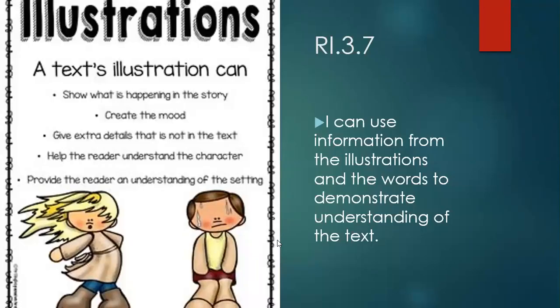Our third standard for the week is RI.3.7. I can use information from the illustrations and the words to demonstrate understanding of the text. A text illustration can tell you what's going on in the story. It can create the mood. It could also give extra details that are not in the text. So if you're having a hard time understanding, you can look at the pictures to see if it helps. It can provide the reader an understanding of the setting.